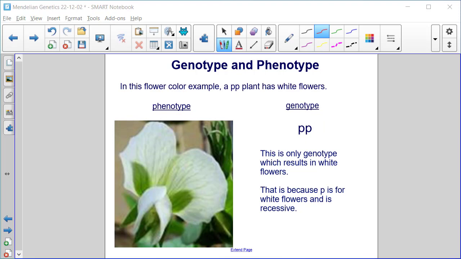In this flower color example, the homozygous recessive lowercase p plant has white flowers. This is the only genotype which results in white flowers because the lowercase p is the allele that we've given for white flowers and is recessive.